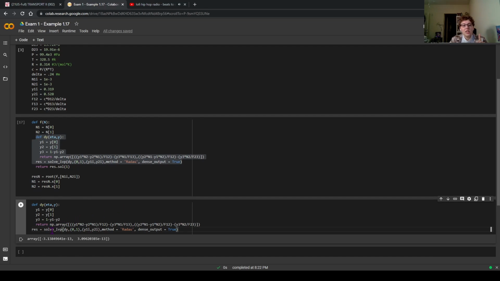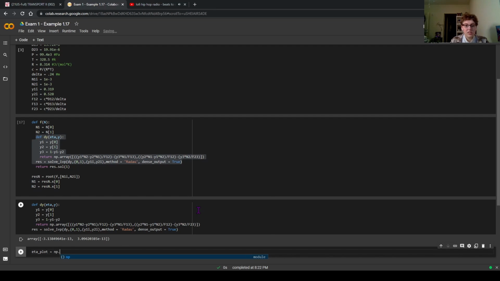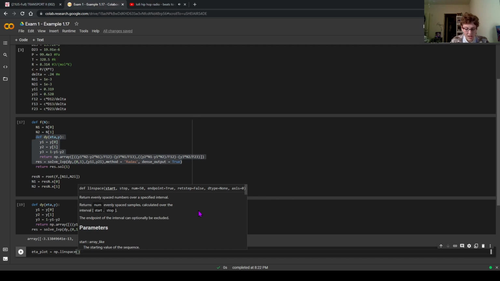So what we first have to do is create an array of evenly spaced numbers. Since we are using eta in our function, we will call this one eta plot because we are going to use that array to plot out our mole fractions. And we are going to use the numpy linspace command to create that array. And we want to go from 0 to 1. And let's just go with 50 different numbers.